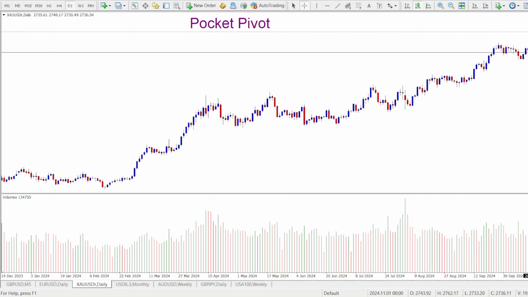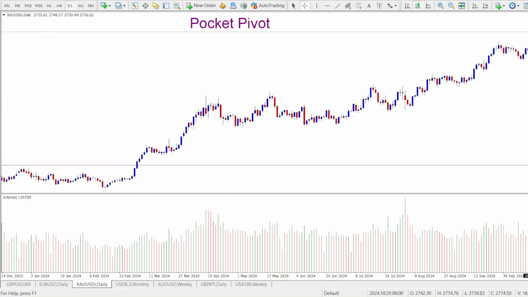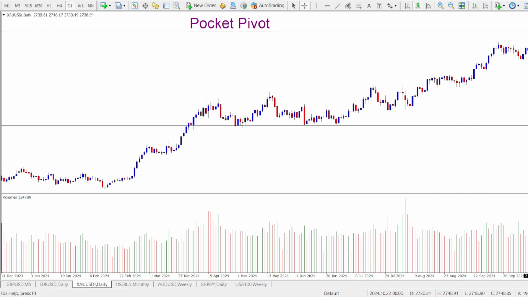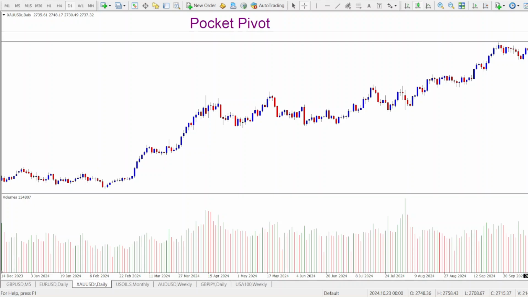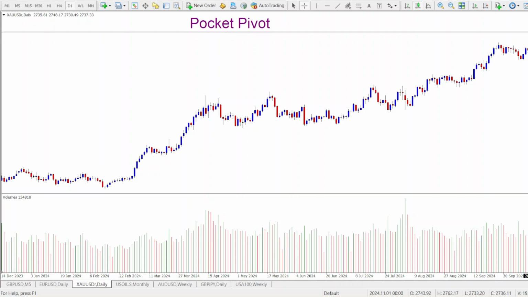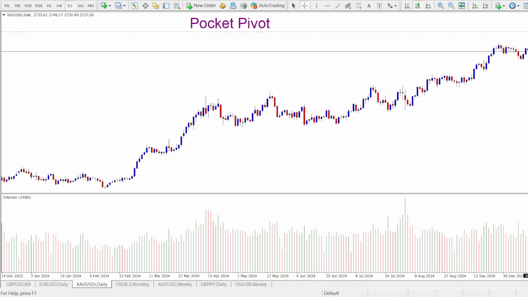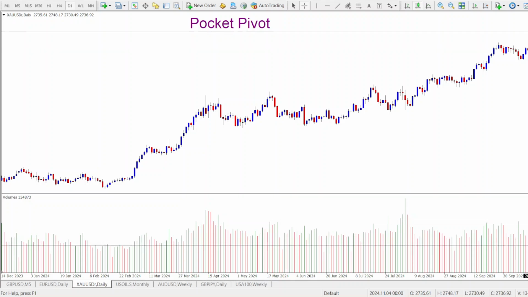So we are looking for a day or a candle that would give us a volume that surpasses the volume of either of these 3 days. Okay, either this day or this day or this day. So far today's volume is on the lower side, so we are not exactly getting a pocket pivot within these 10 days.